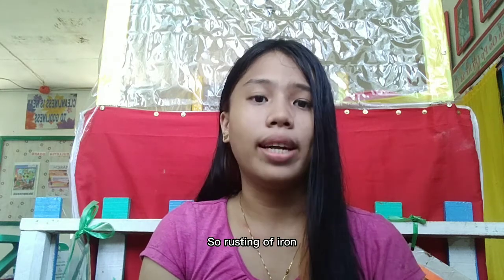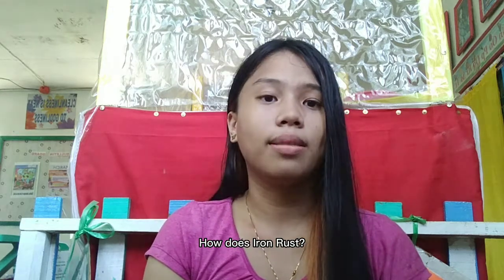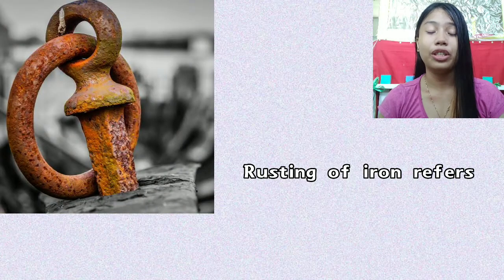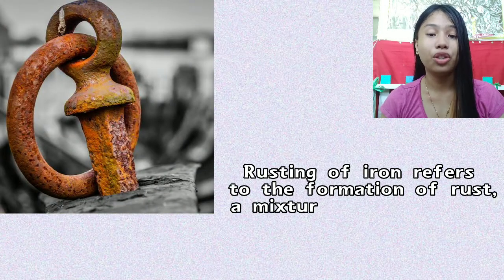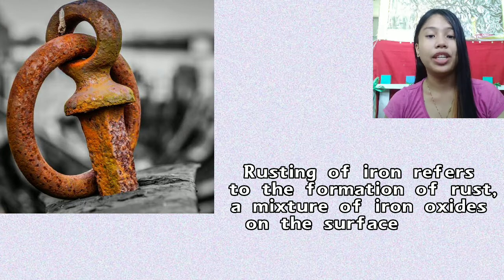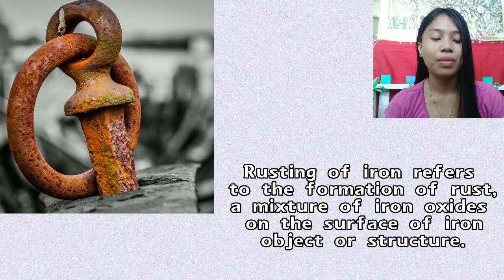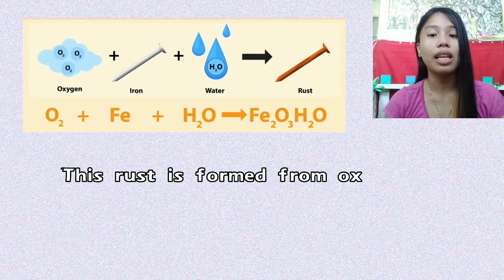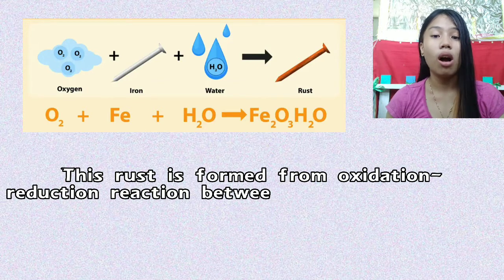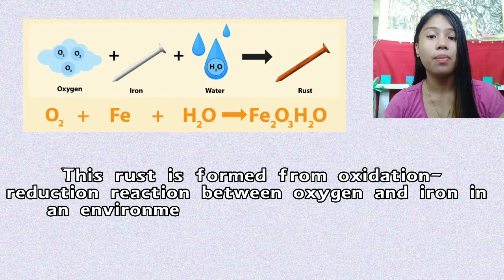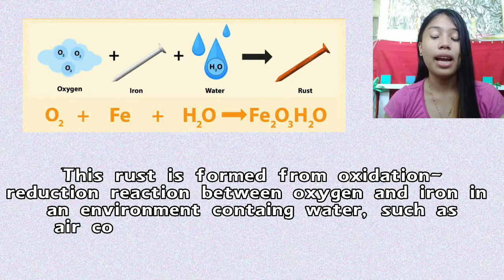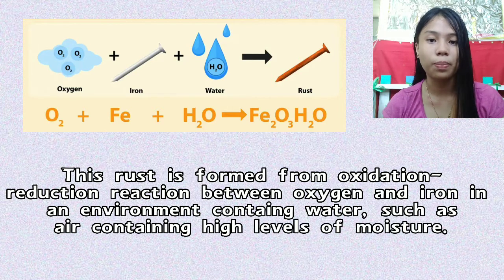So, rusting of iron. How does iron rust? Rusting of iron refers to the formation of rust, a mixture of iron oxides, on the surface of an iron object or structure. This rust is formed from an oxidation-reduction reaction between oxygen and iron in an environment containing water, such as air containing high levels of moisture.